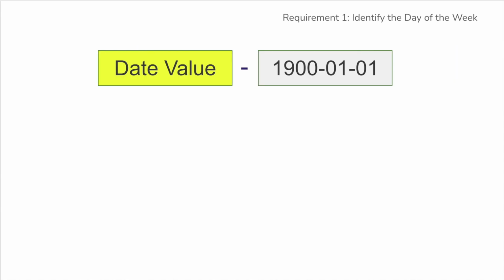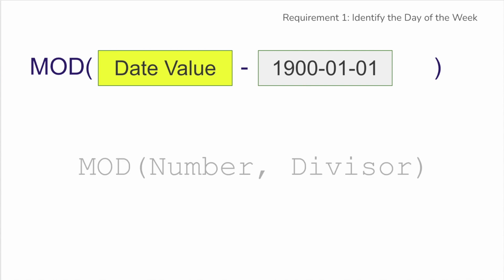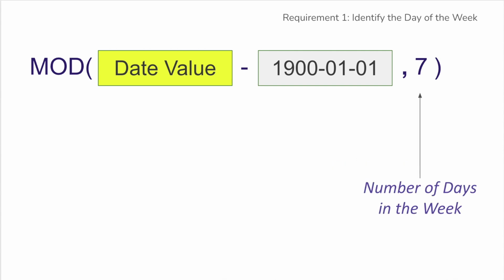So now whatever that difference is, we need to plug it into our mod formula and get the remainder. So the syntax to use mod is number, comma, divisor. So for our number, like I said, we have the difference between our date value and that random Monday from many, many years ago. So for our divisor value, we're going to put 7. And the reason we're using 7 is because 7 represents the number of days in a week.